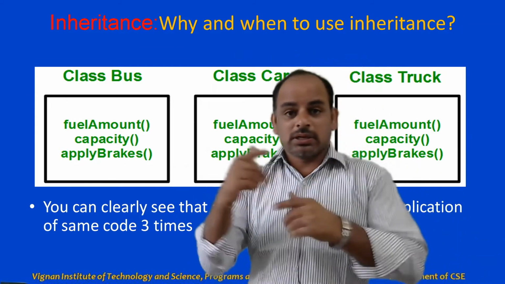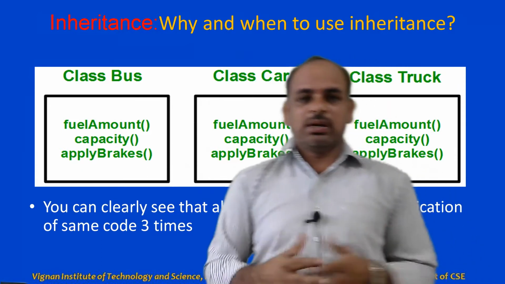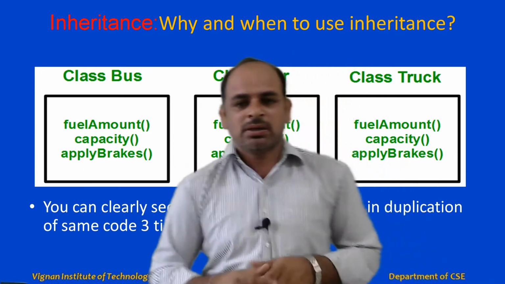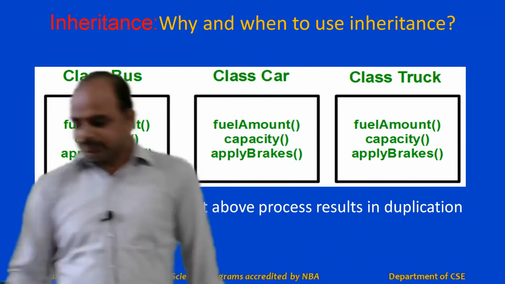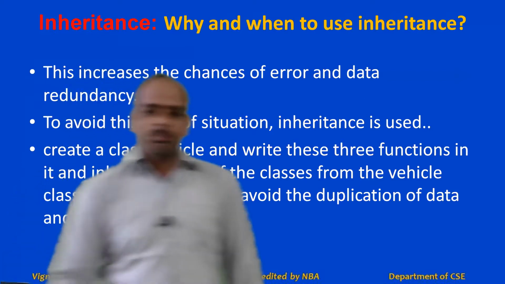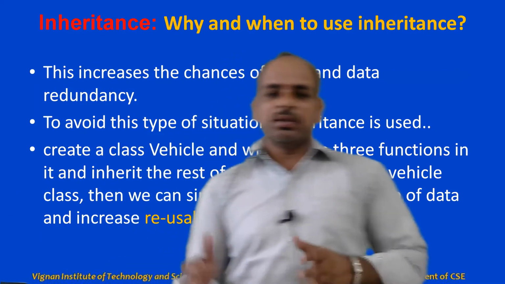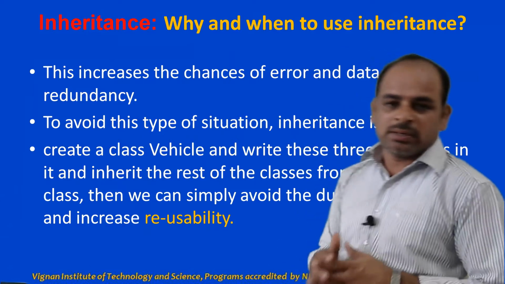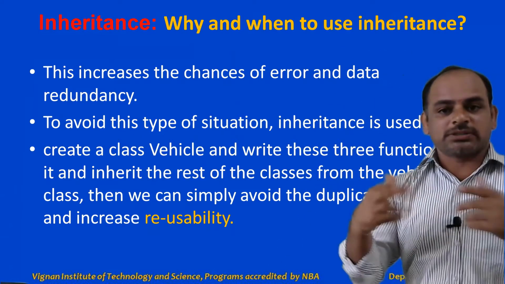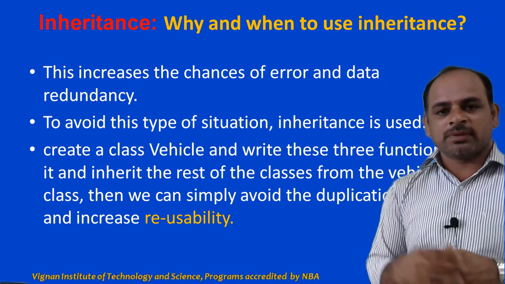So that the reusability of methods will increase, and the memory space can also be reduced here, right? You can see the inheritance process, and otherwise it increases the chances of error and data redundancy. Redundancy is nothing but what? Duplication of data.